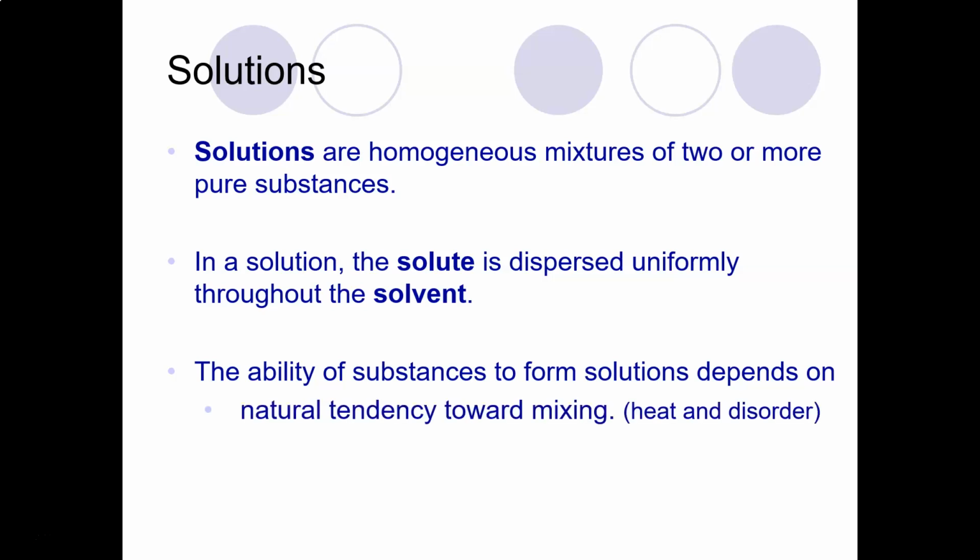One is their natural tendency towards mixing, which is a very vague statement, but what we're going to look at is how heat, which is enthalpy, and disorder, which is entropy, play into that. And then the other factor is the intermolecular forces. That is the thing that we learned in chapter 11 in Gen Chem 1.